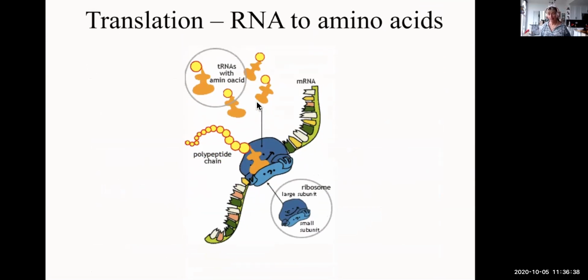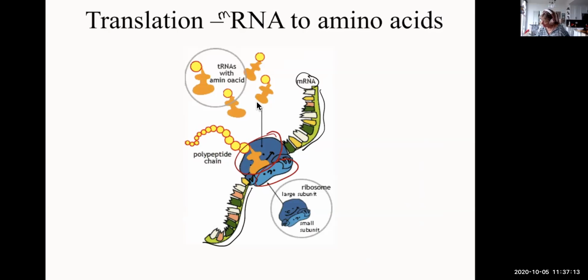And translation occurs in the cytoplasm. That is where the messenger RNA is used to make a protein. It's basically read. So here's your messenger RNA, this long string here. And it attaches onto your ribosomes. This is the large subunit, the small subunit.